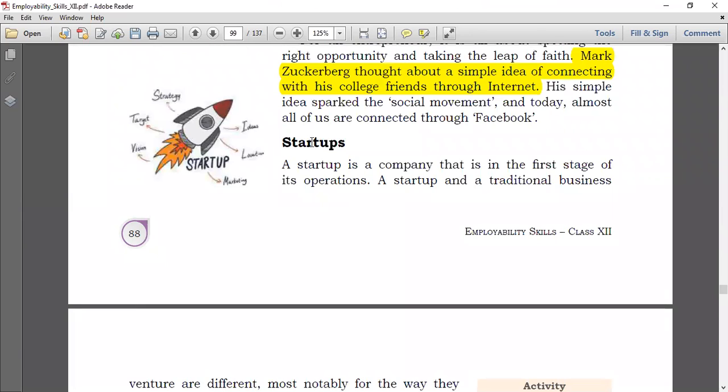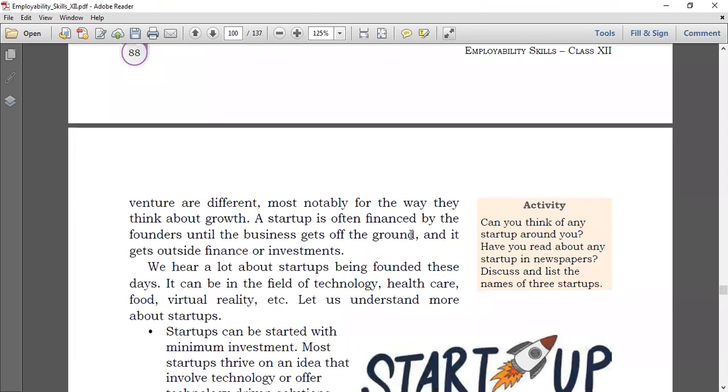Startups. A startup is a company that is in the first stage, right? Startup मतलब वो company जो start हो रही है. Startups and traditional business ventures are different, right? Traditional business ventures are those which are ancestral, where it was started way back 100 years before, and still going on. And startups are the new ones.